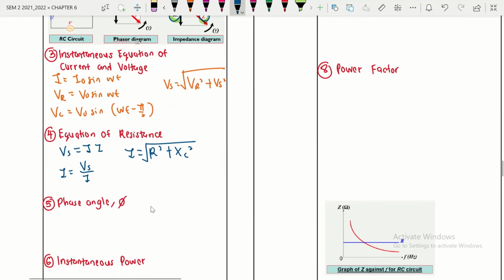Okay, what about the phase angle? So, phase angle macam mana cakap dia akan ada dua formula. So, first kita akan tengok melalui phasor diagram.